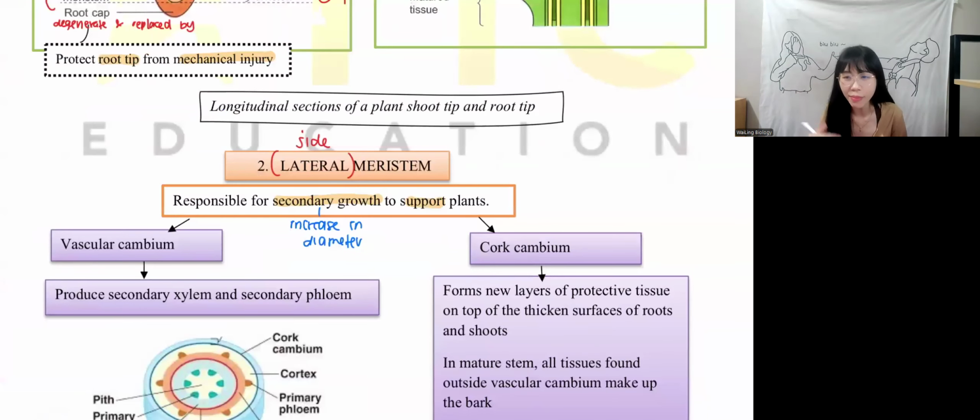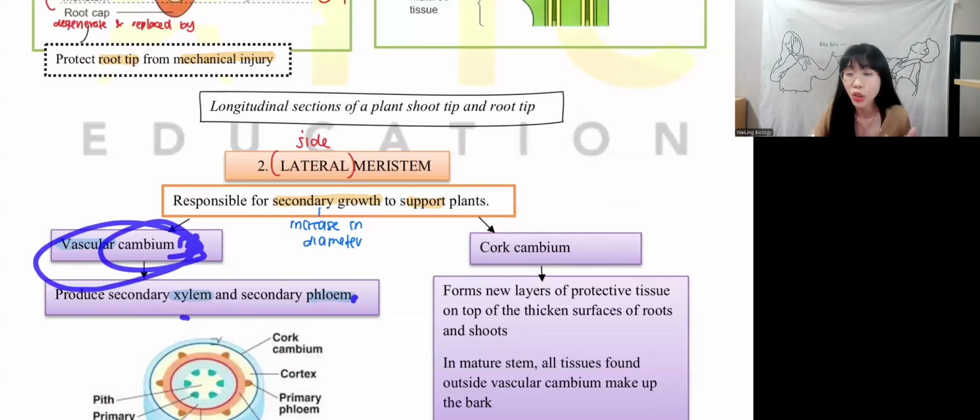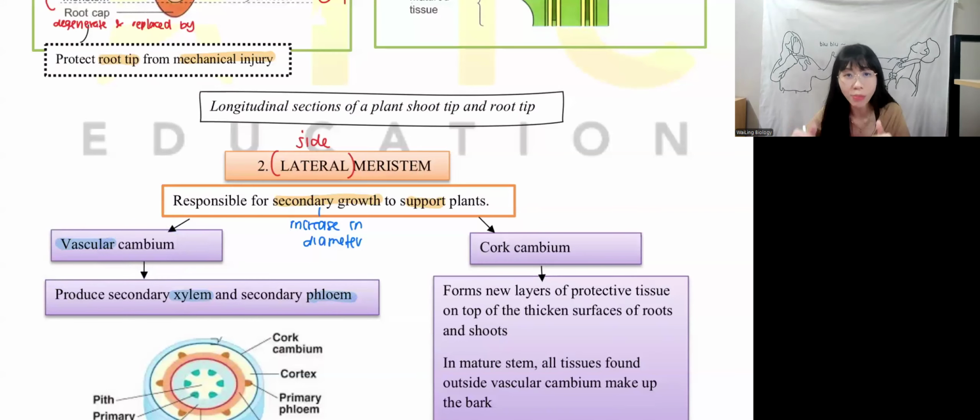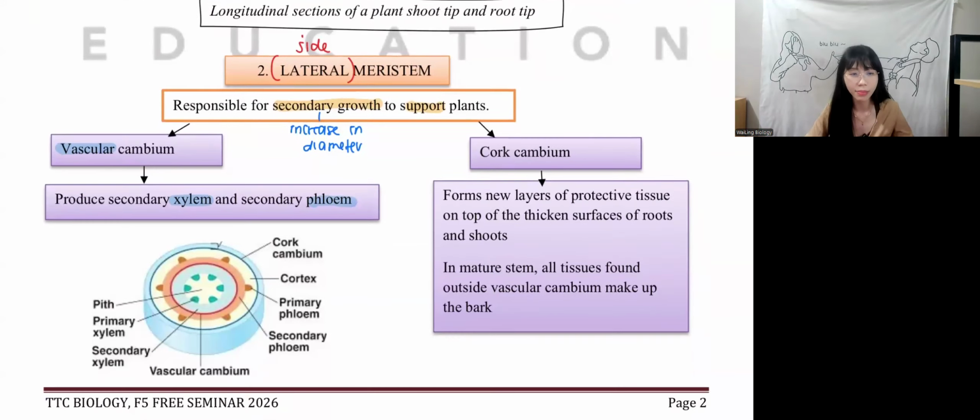We have vascular cambium and cork cambium. When you see the word vascular, it is related to xylem and phloem, 100%. Vascular means xylem and phloem. Cambium means what? Cambium is the formation. So the formation of xylem and phloem is called vascular cambium. The one that forms xylem and phloem is called vascular cambium.